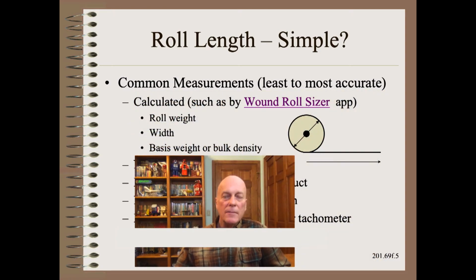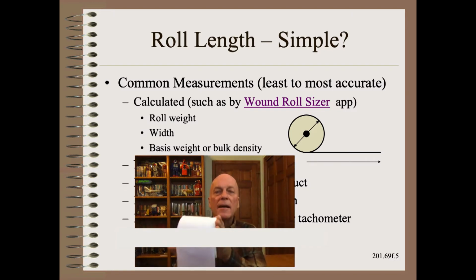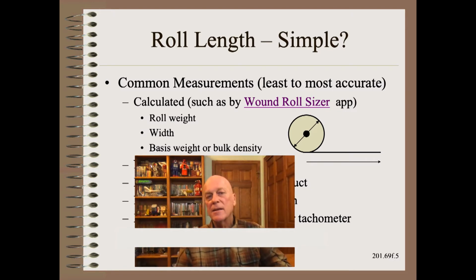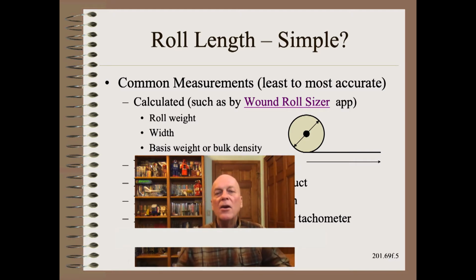A simple, but not very accurate method is to calculate length given roll weight, width, and basis weight or bulk density. The free and easy wound roll sizer by Abbott Apps can do this and many other similar calculations. However, the problem here is the uncertainty of basis weight or bulk density, which could vary by a few percent and still be in spec.